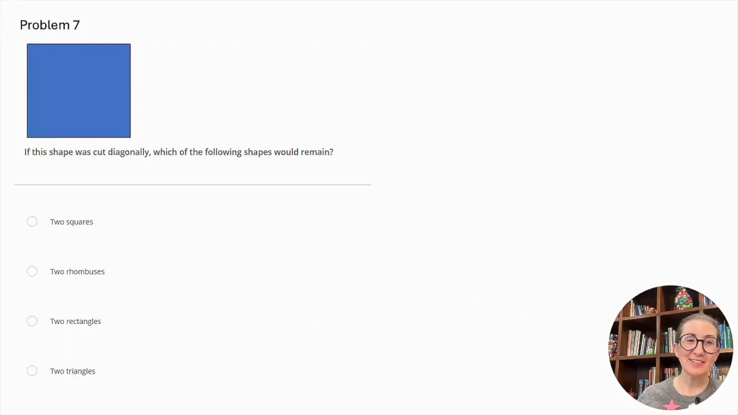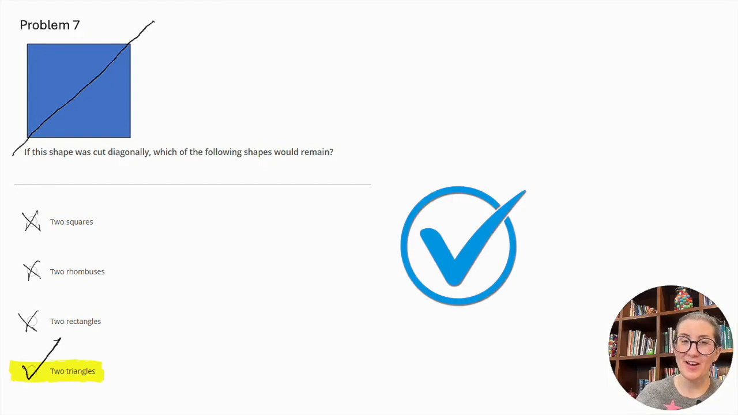Problem number 7. If this shape was cut diagonally, which of the following shapes would remain? 2 squares, 2 rhombuses, 2 rectangles, or 2 triangles? Let's cut it diagonally. We cut it diagonally and we are left with 2 triangles, 2 right-angled triangles, not 2 squares, 2 rhombuses, or 2 rectangles, but 2 triangles.